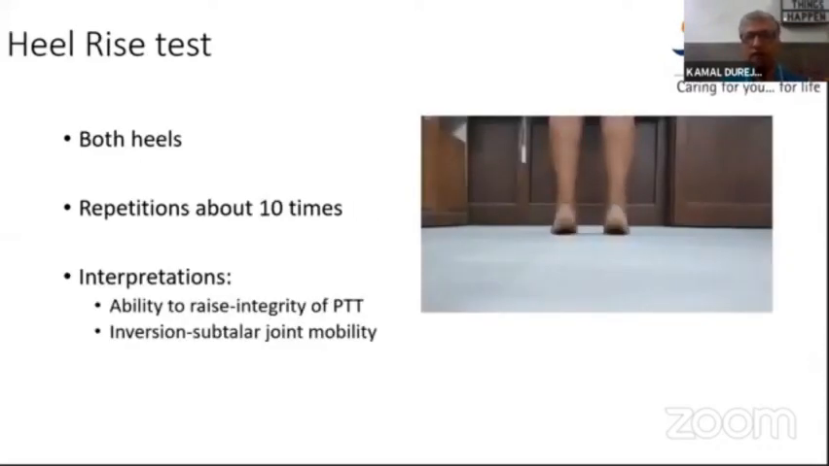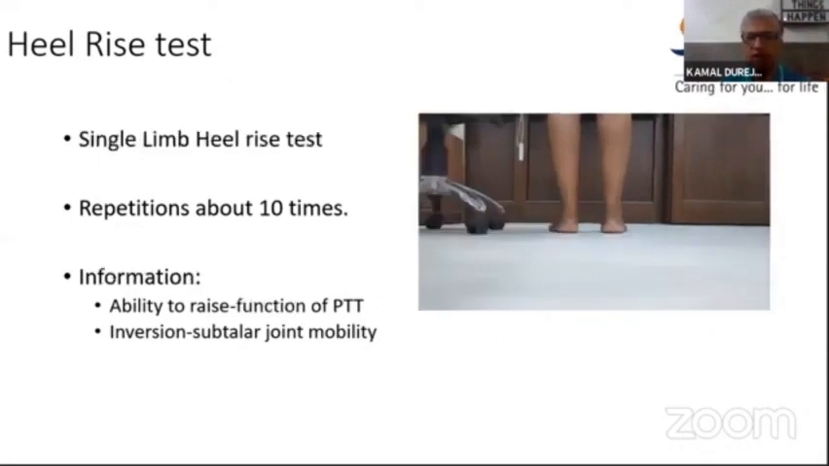So first is the heel rise test. Make the patient raise both heels, and ask him to repeat it 10 times. Not just 1 or 2 times, it should be repeated more than 5 times. From this, we interpret the integrity of the posterior tibial tendon and the ability to lift the heel. And then we also observe the subtalar motion, whether it is present or absent. This double heel raise is followed by a single limb heel rise test.